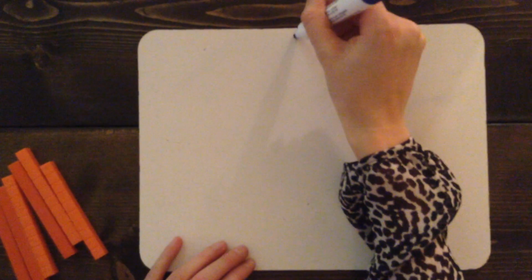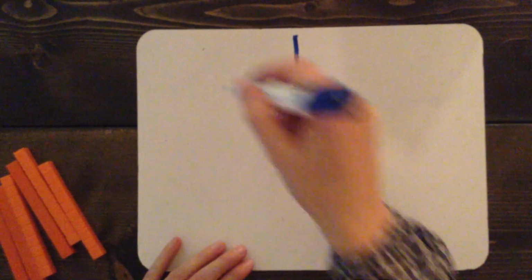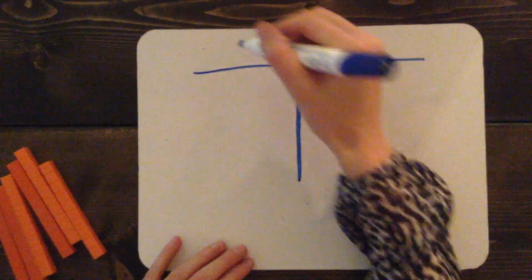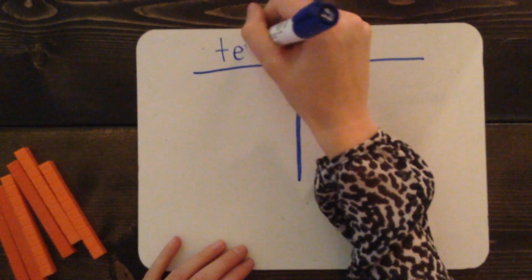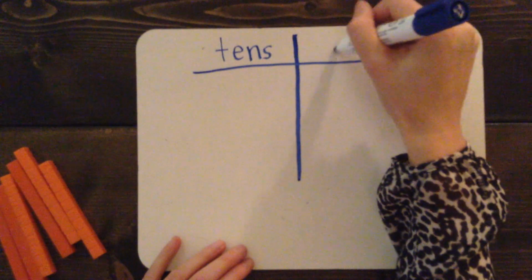Hi everyone, let's do some more work with place value. Today we will be using a tens and ones chart. Draw it like this. Tens, ones.